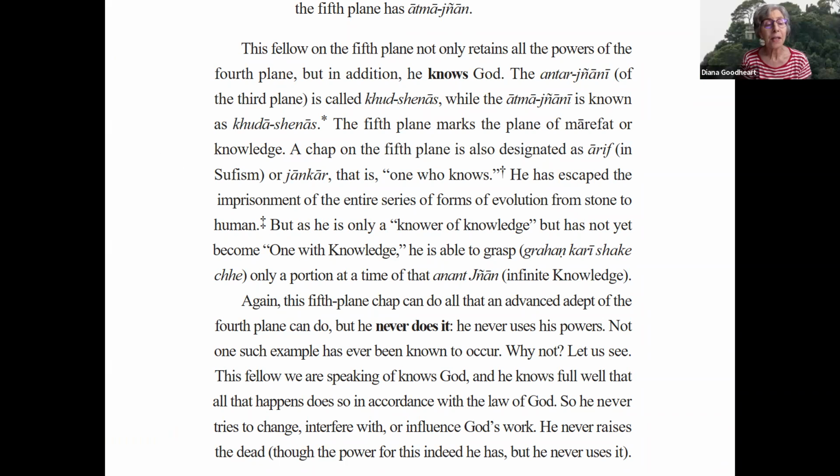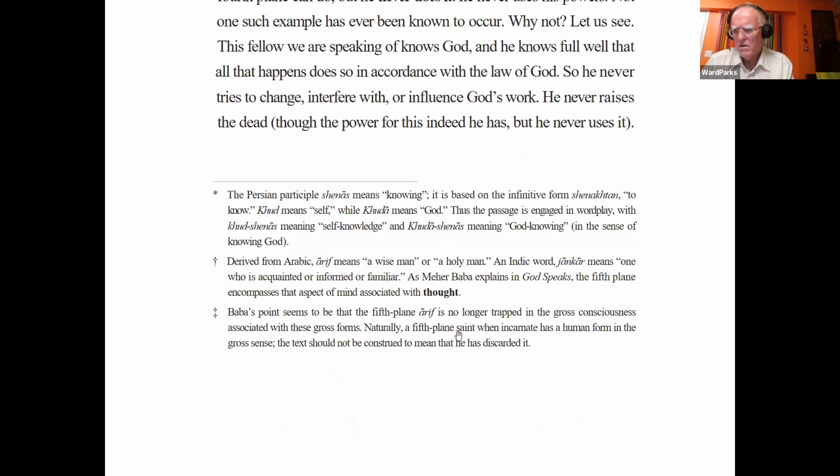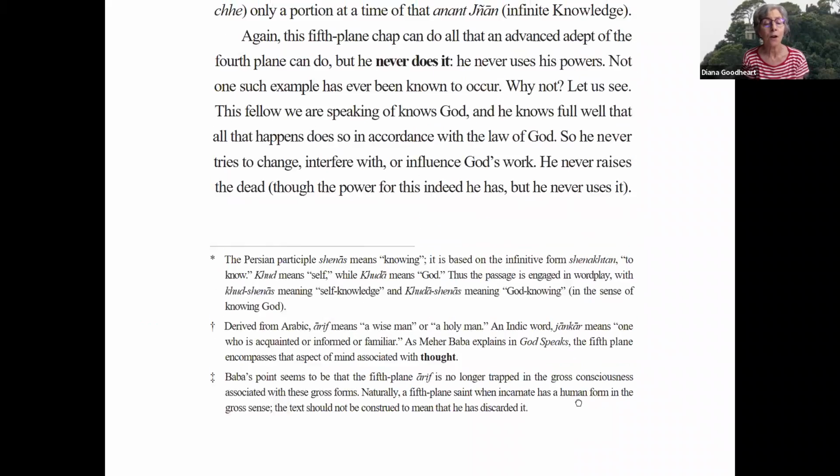He has escaped the imprisonment of the entire series of forms of evolution from stone to human. Let's see what this says. And the footnote reads, Baba's point seems to be that the fifth plane Arif is no longer trapped in the gross consciousness associated with these gross forms. Naturally, a fifth plane saint, when incarnate, has a human form in the gross sense. The text should not be construed to mean that he has discarded it.